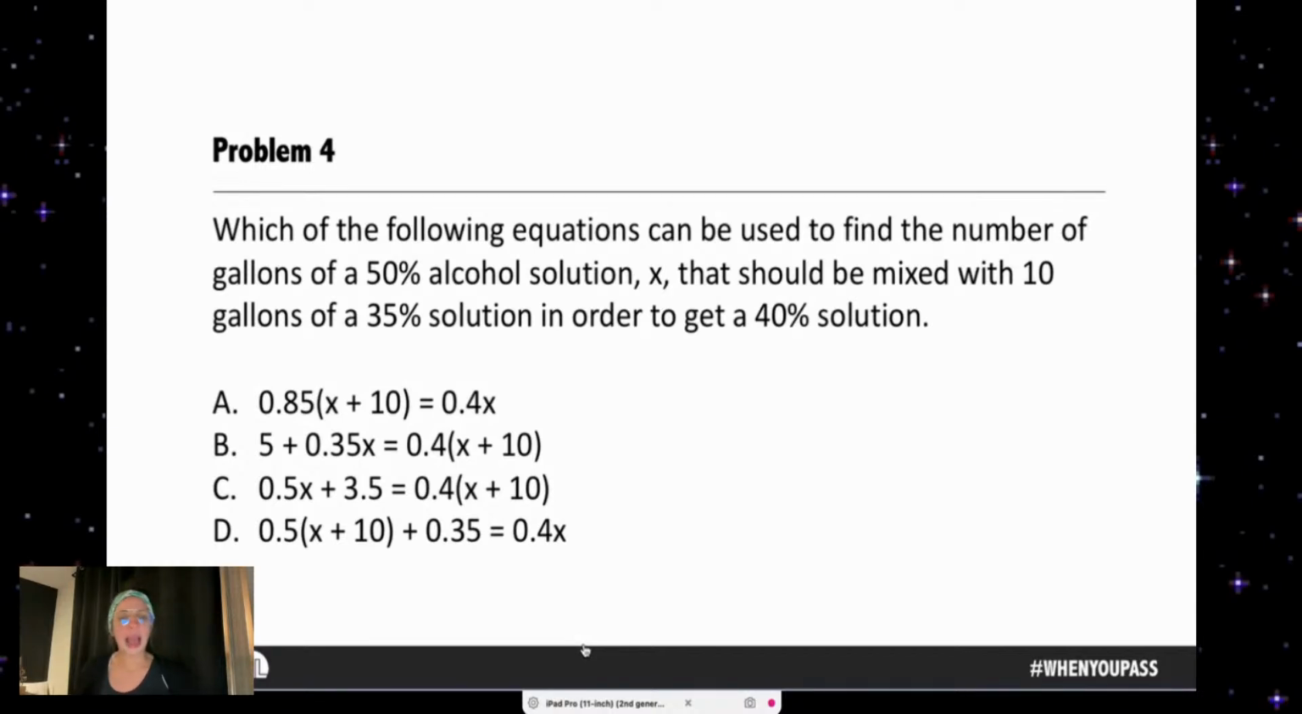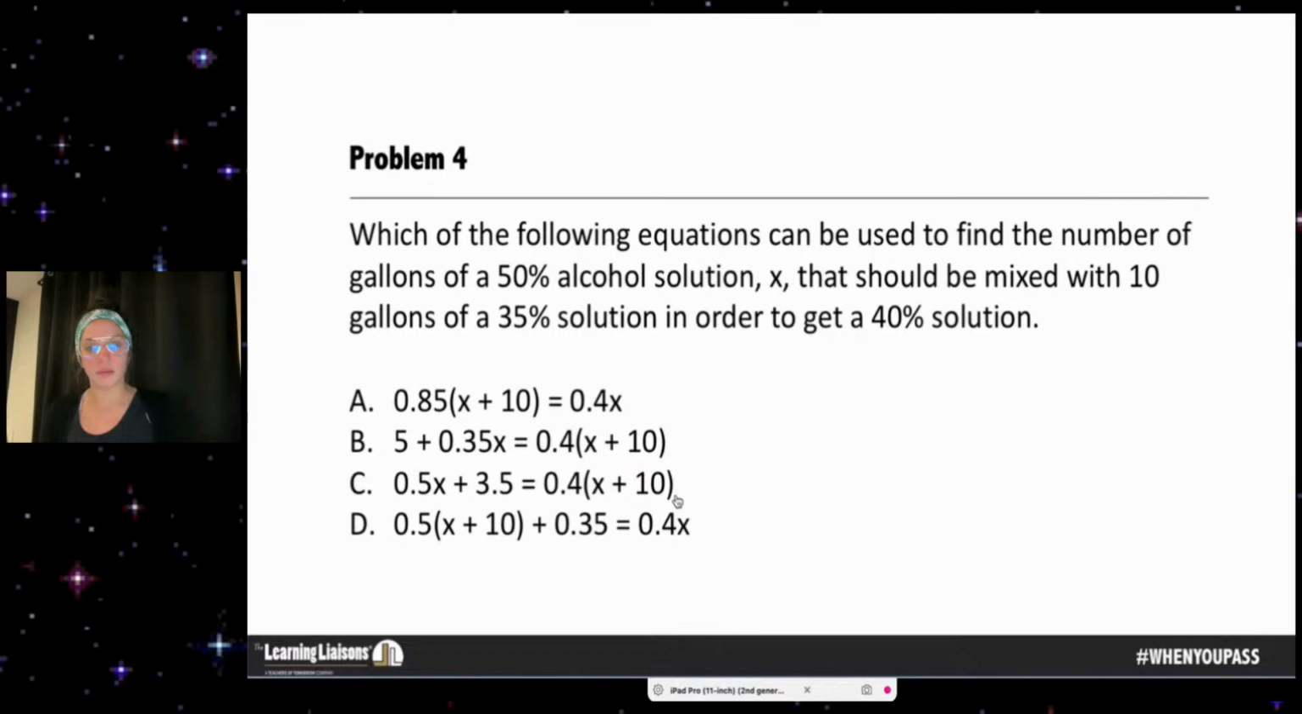So I like to look at my answer choices when it comes to this kind of stuff. So I know that I'm going to have to take my 50% solution and multiply it by some gallons. I'm going to have to take my 35% solution and multiply it by some gallons. And it's going to equal a 40% solution multiplied by some gallons, right? Because if I'm combining my 50% gallons and my 35% gallons, it's going to equal a 40% gallon. Does that make sense? And sometimes we just have to break it down to that level.